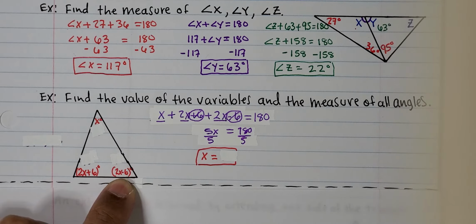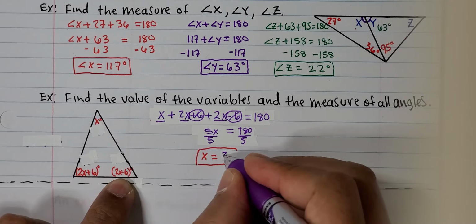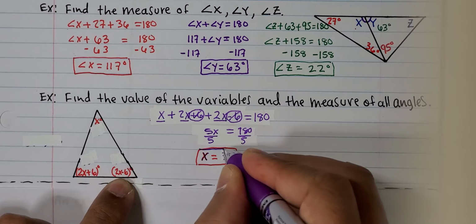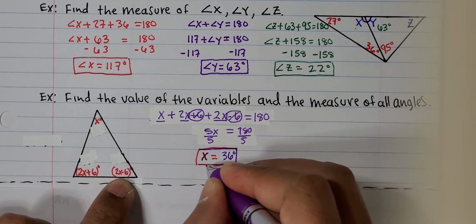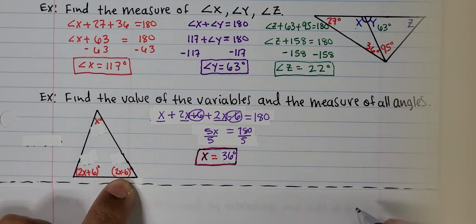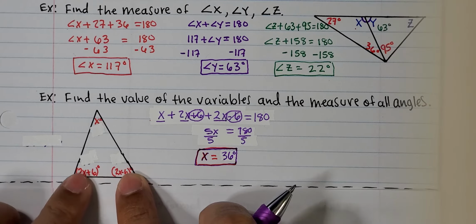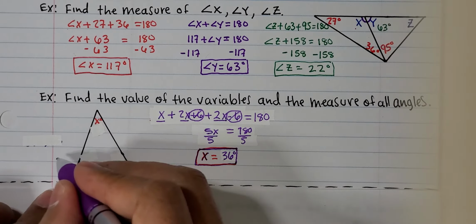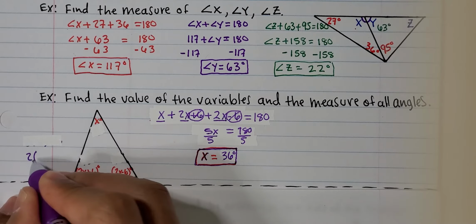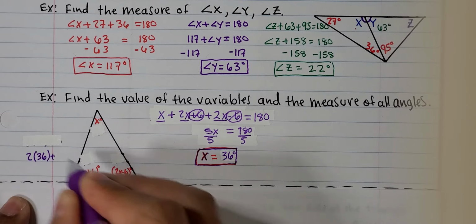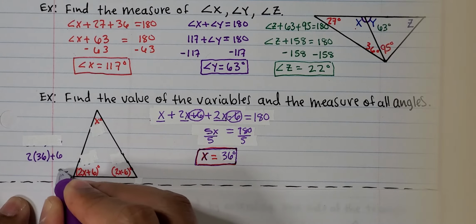And when you divide 180 by 5, the answer is 36. So this is 36 degrees. So x equals 36. This is the value of x. Now I'm done with finding the value of x, or the variable, but I still need to find the measure of the angles, right? So to find this angle here, I'm going to say 2 times x, which is 36, plus 6. That's this angle.